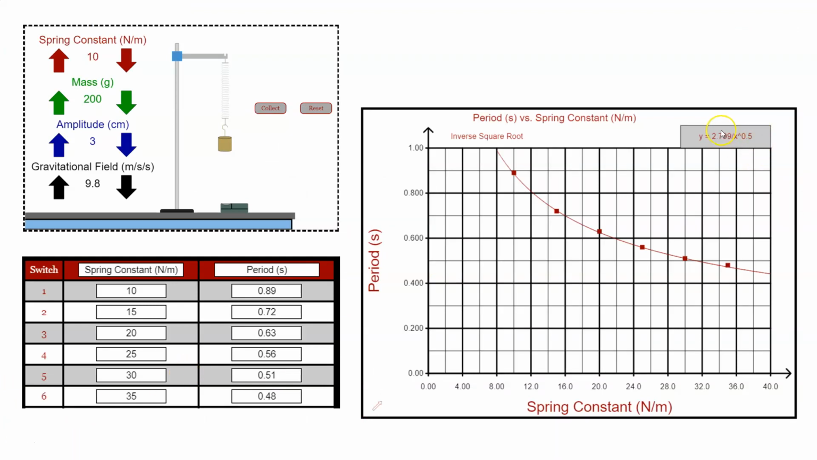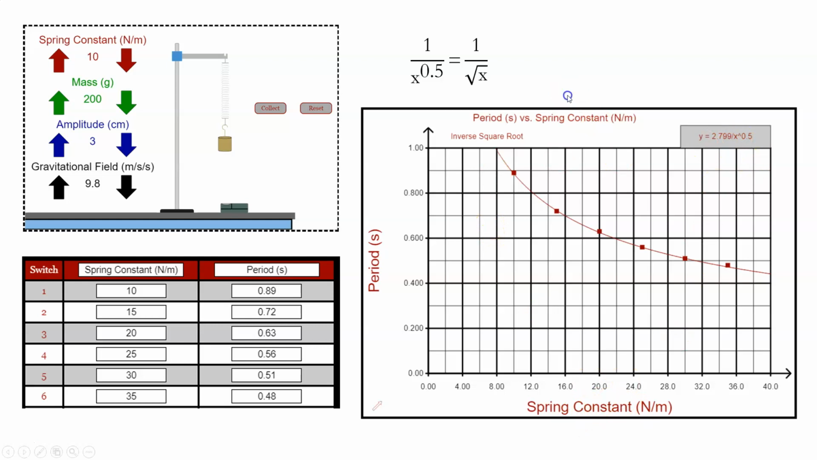So there's the math model. What does it mean? Well, we know what this means. We've got over x to the 0.5. Now, we have to keep in mind this is not y and this is not x. Y is a placeholder for period, and x is the general placeholder for spring constant here.